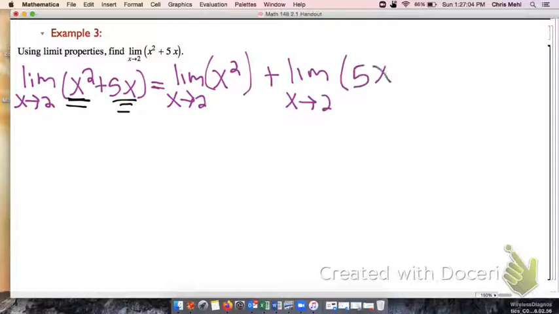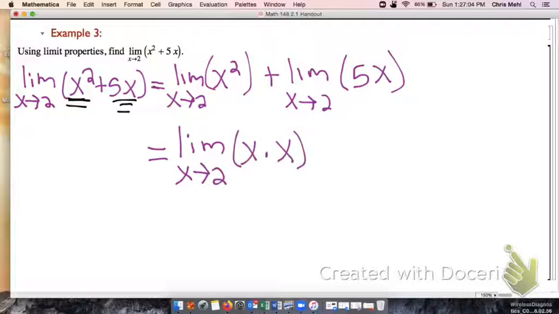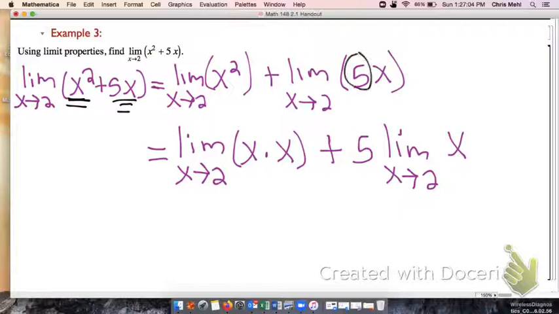second term, 5x. Now the first term, x squared, can be rewritten as x times x, a product of functions, plus, and then in the second term I can pull 5 in front of the limit. One of them I'm just rewriting x squared as a product, and on the second limit, there's a limit property that says any constant multiple can come out front.